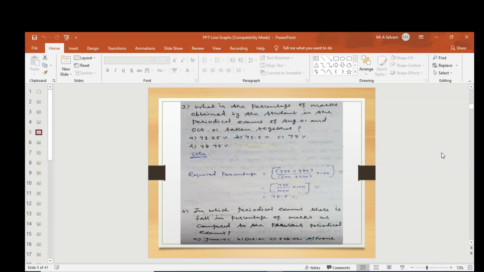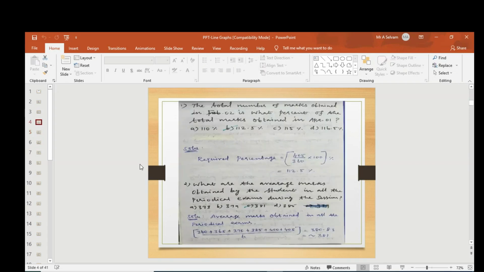Now question number 3. What is the percentage of marks obtained by the student in the periodical exams of August 2001 and October 2001 taken together? So combined together we have to find out. Based on the question, they have given some options also: option A 73.25 percentage, option B 75.5 percentage, option C 77 percentage, option D 78.75 percentage. Now we are going for the solution, the required percentage, between August 2001 and October 2001.